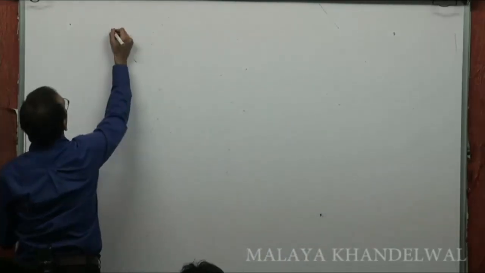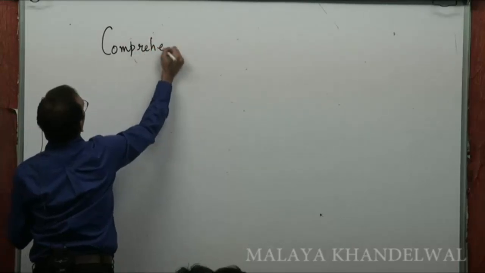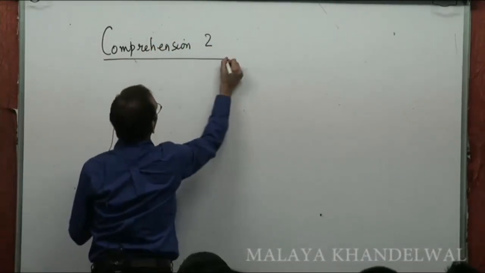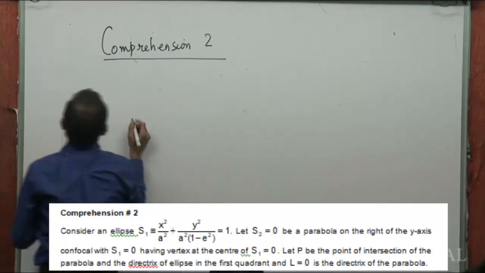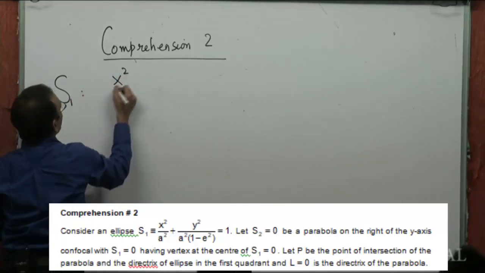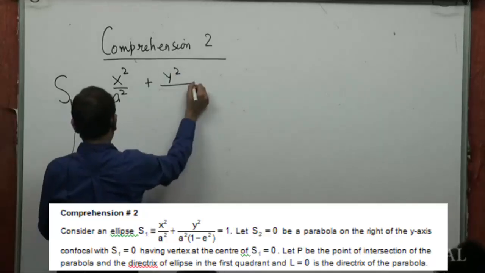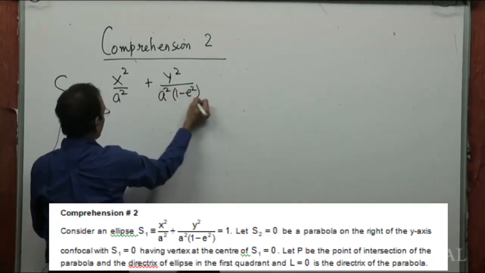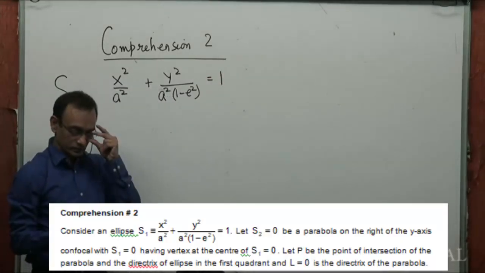Comprehension 2. There is an ellipse S1, which is x squared by a squared plus y squared by b squared, where b squared is given to be a squared into 1 minus e squared, equal to 1. This is the ellipse.